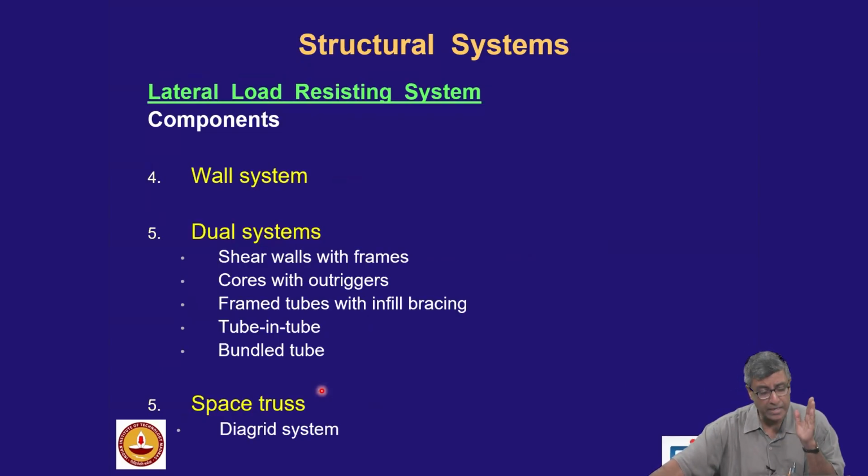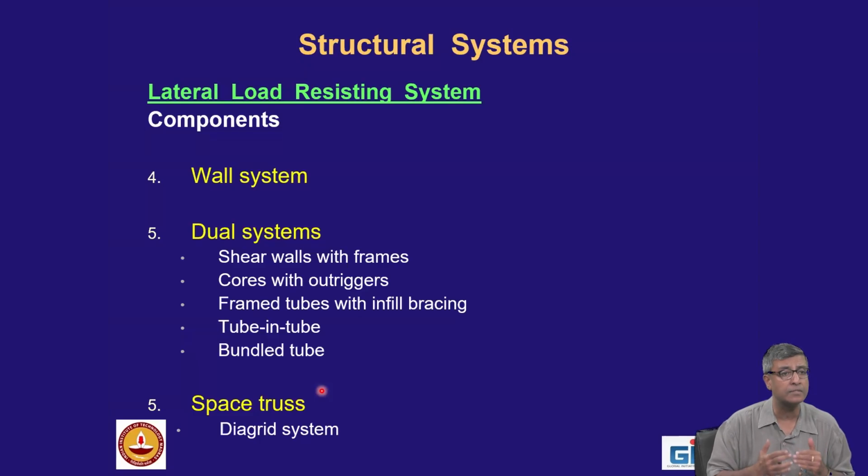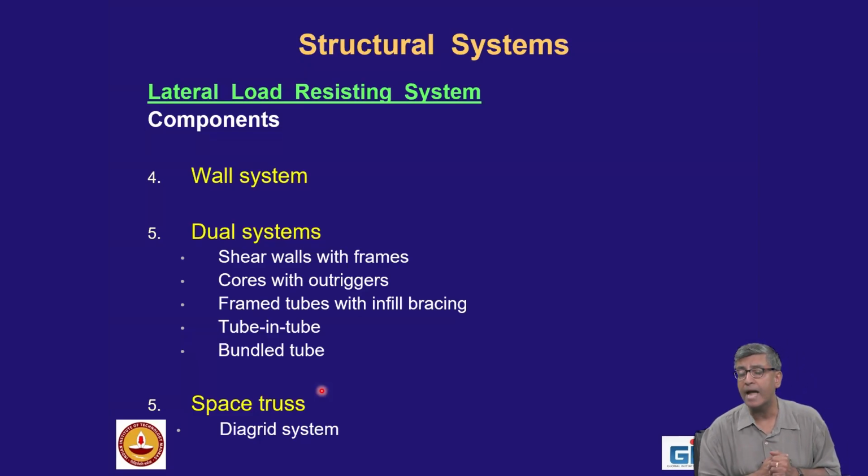We can have a building made up of walls or a dual system. Dual means both frames and walls. Concepts like tube in tube and bundle tube are words which were developed in the 1970s when this tall building boom had come up.